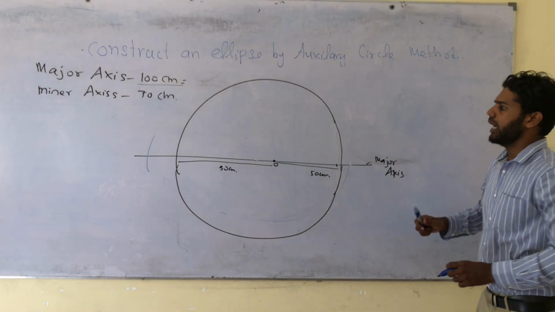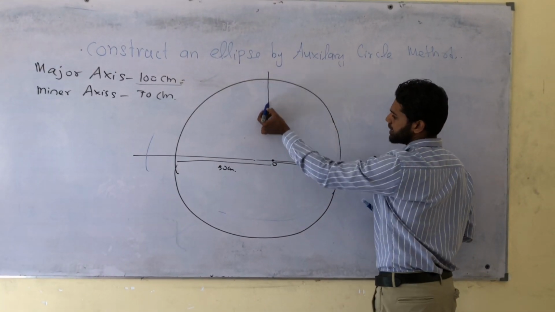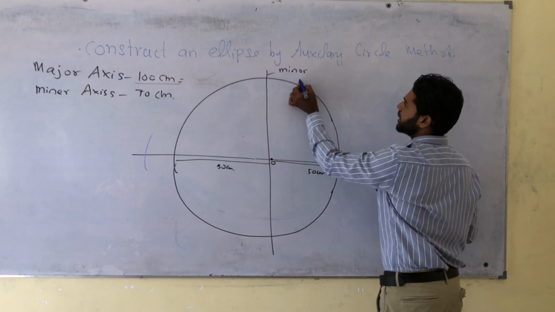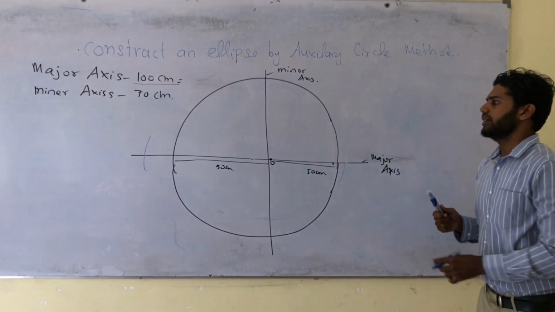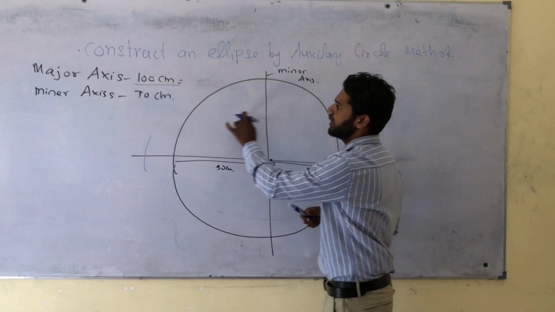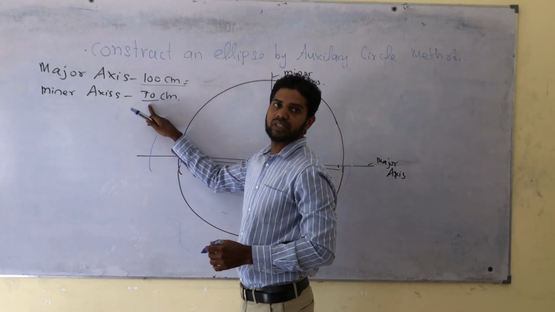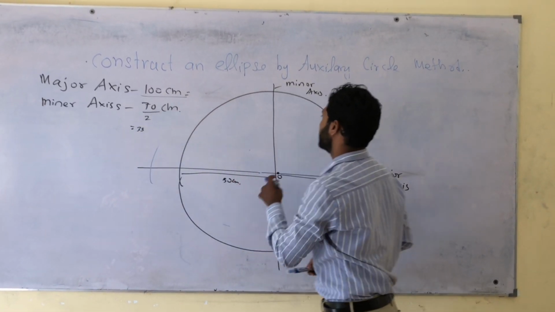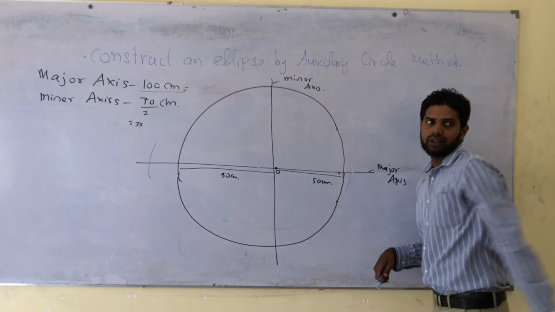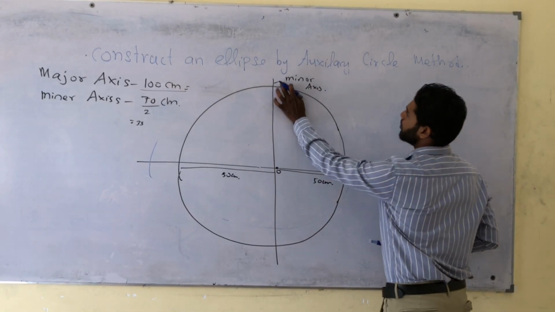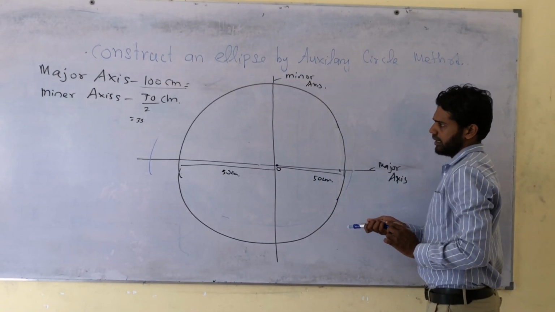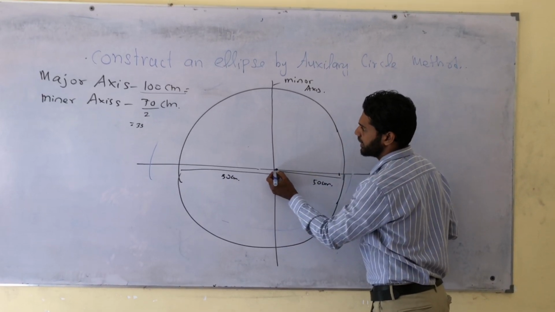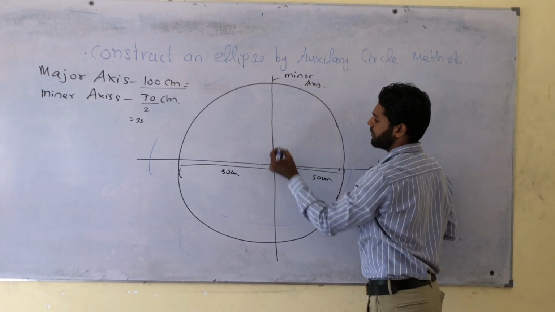As well as you have to draw the minor axis here. This we call minor axis, and this radius is what will come? 70 divided by 2, 35 centimeter, and here 35 centimeter. So this we call minor axis and major axis. On the minor axis you have to draw another circle by taking a radius of 35 centimeter.